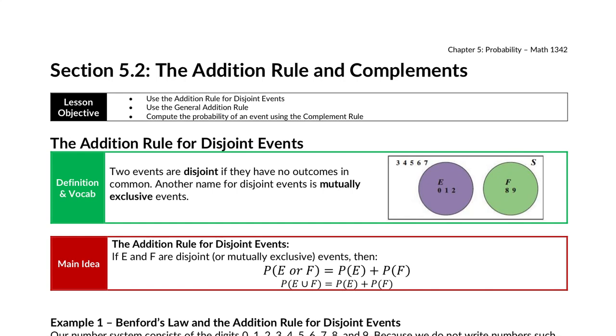So in addition to what we did last time, which was going over the basic probability rules, we do have an addition rule, which is funny because I said "in addition to," there's an addition rule. I'm funny. The addition rule and complements is what we're going over today.